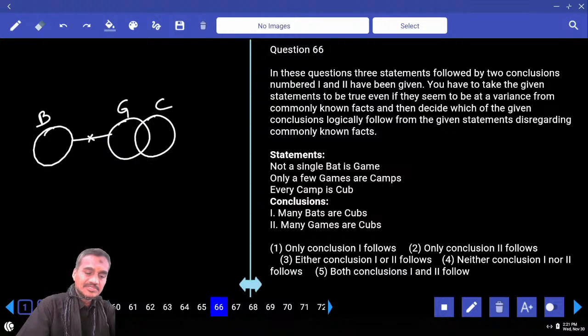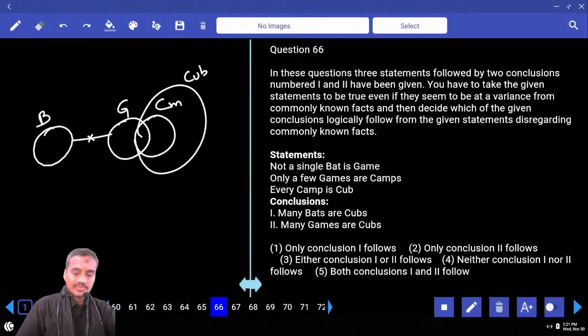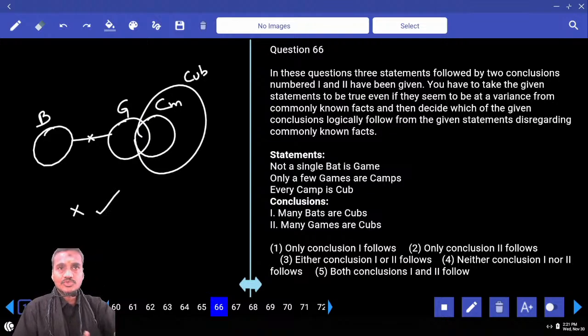And every camp is a cub. All camps are cubs. Then the first one, many bats are cubs. Bat is here, cub is here, false. Many games are cubs, that is definitely true. Many games are cubs, only that follows.